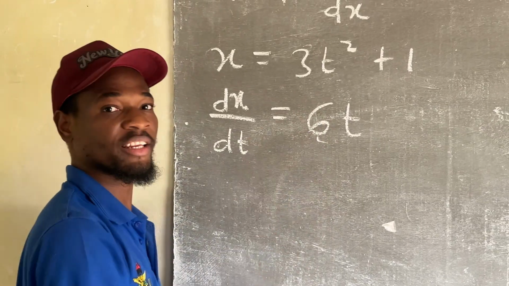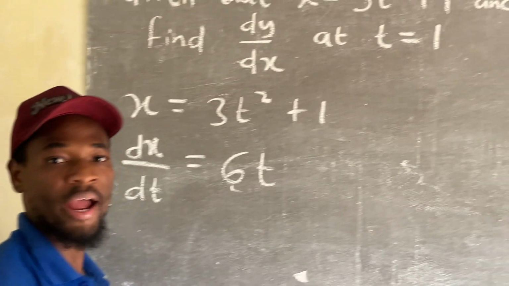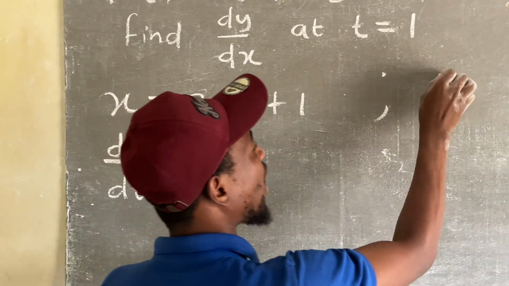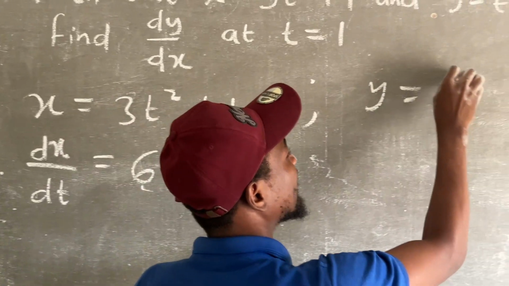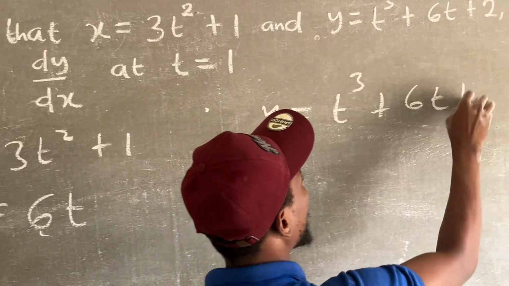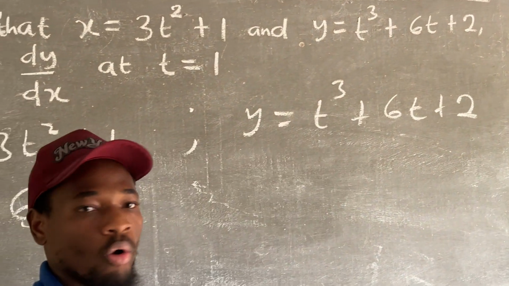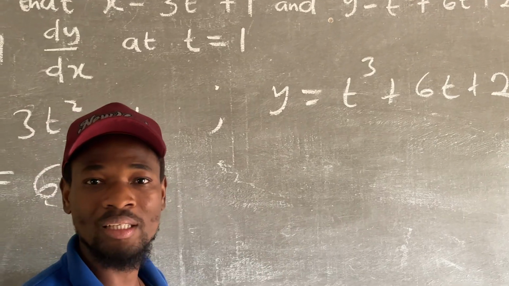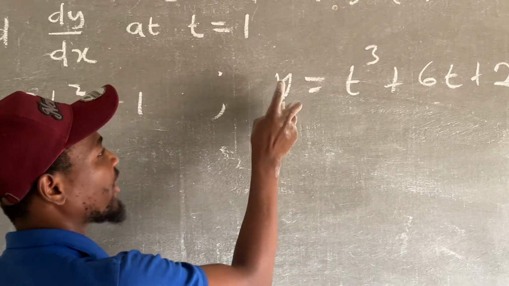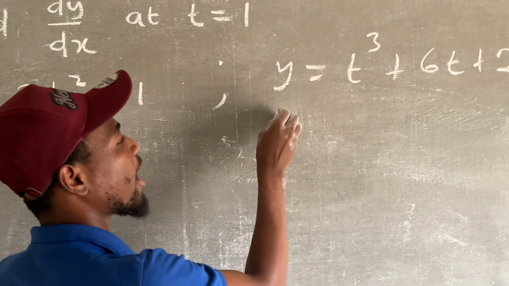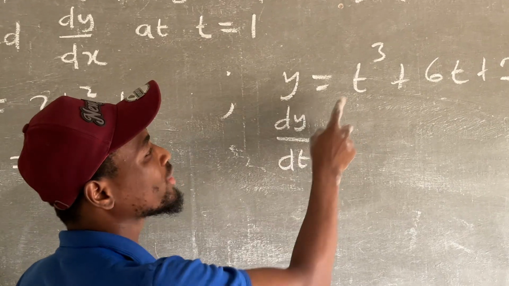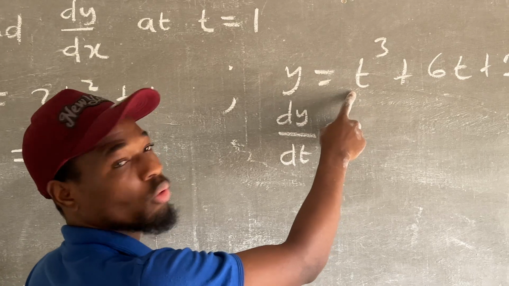So we've differentiated this. Now, we can't leave y alone. We have to also differentiate y. So we said y is equal to the expression t to the power 3 plus 6t, then plus 2. Now, I'm going to differentiate with respect to t because it is parametric. So if I differentiate y with respect to t, I have dy over dt, which is equal to, again, use the power rule to differentiate this.